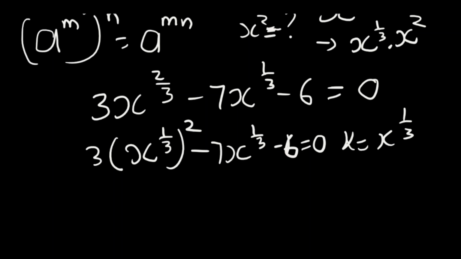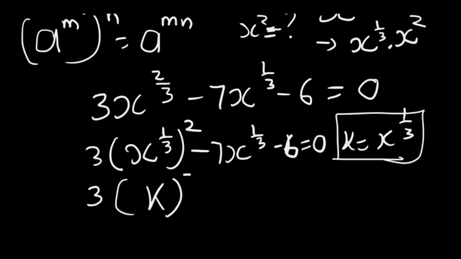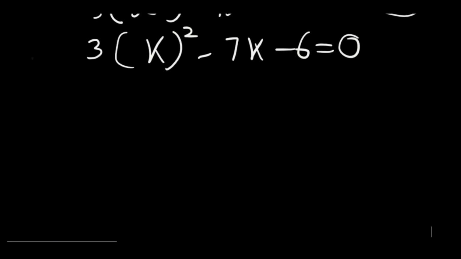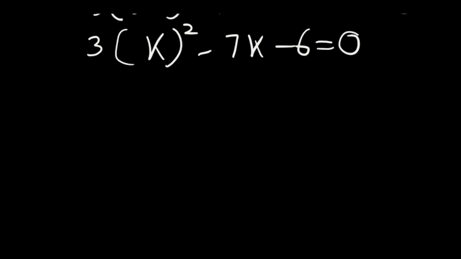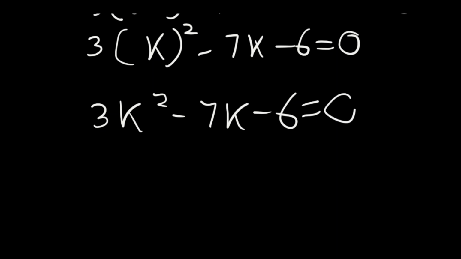So now we know that k is definitely equal to x^(1/3). Then the squared will come from outside. It's going to be 3 into k to the power 2 minus 7k minus 6 equals 0. And then from now, we're going to say 3k squared minus 7k minus 6 equals 0.